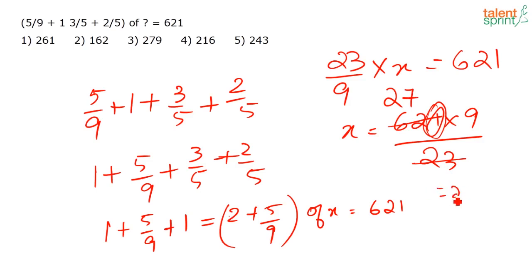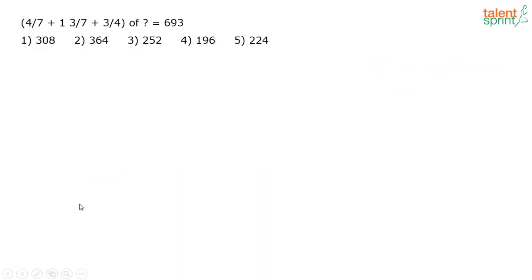That is equal to 243. Correct, a lot of you got the answer. Here again 27 into 9, 7 9s are what? 7 9s are 63. So the last digit is going to be 3. At this point itself you can stop. You needn't actually calculate 27 into 9. You can take it as option 5. So let's move on to the next question.